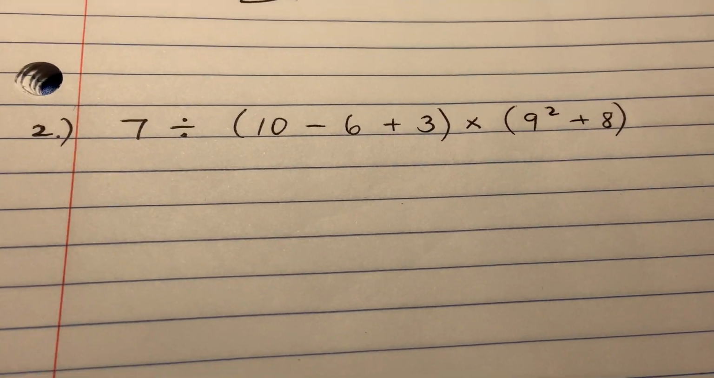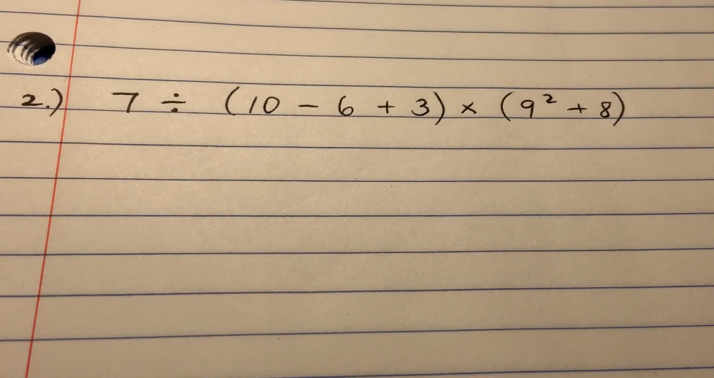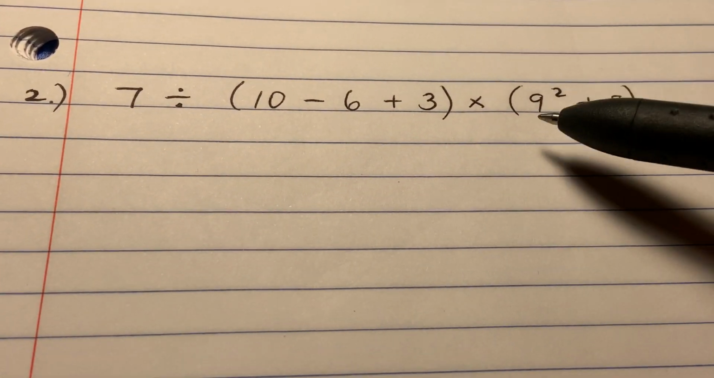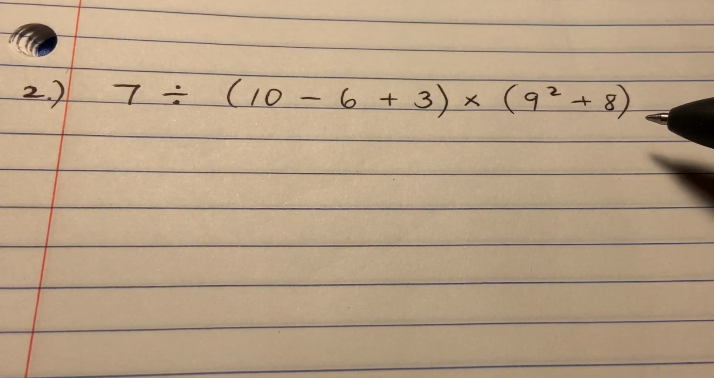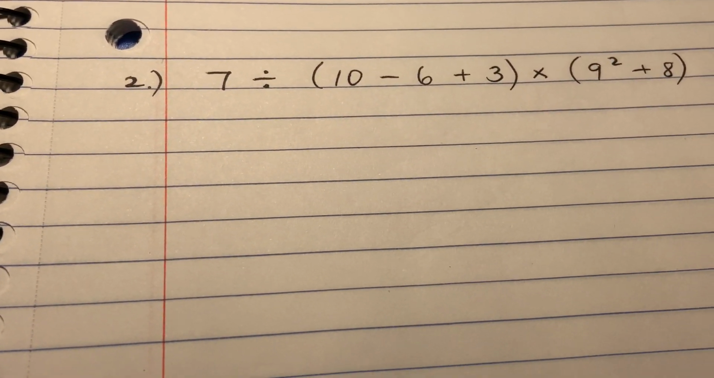Here it is. So we have 7 divided by, open parentheses, 10 minus 6 plus 3 times 9 squared plus 8. Okay, so let's do this. Now, folks, please follow me.